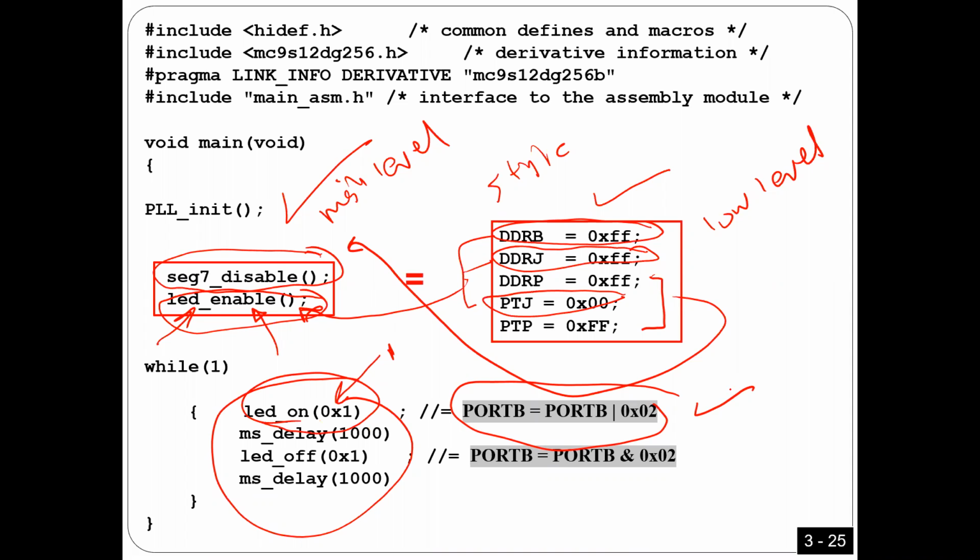So what is this? Port B equals port B OR 02. Remember, I taught it multiple times, guys. If you want to set some bits, the way you can set some bits is using OR, and that's what I did here. So this one is going to set 1 bit. And that's exactly what this function is doing.